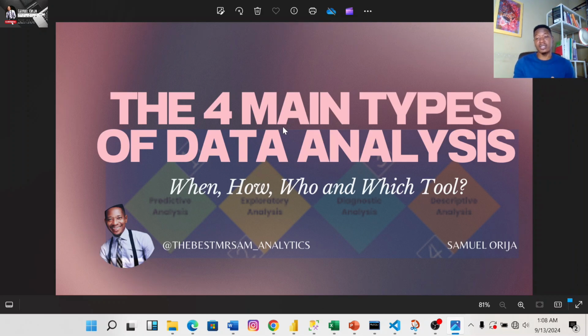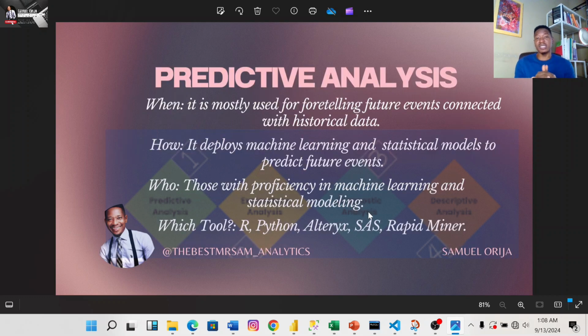In this context, let us examine the four basic types. Don't forget, there are several other types of data analysis, but let us look at the four major ones. Now, the first type of data analysis is predictive analysis.